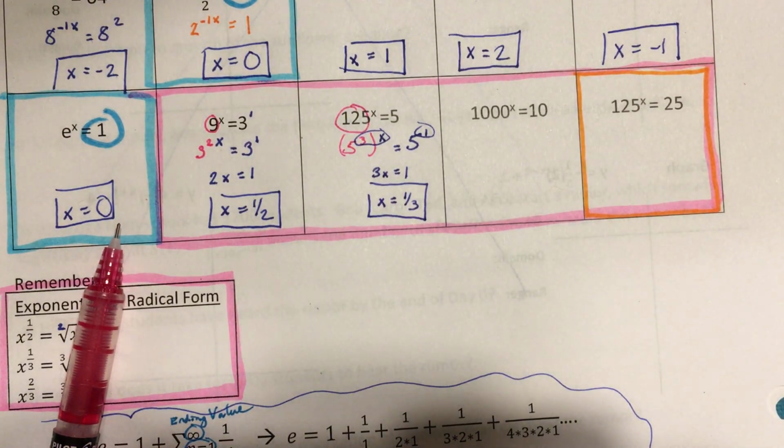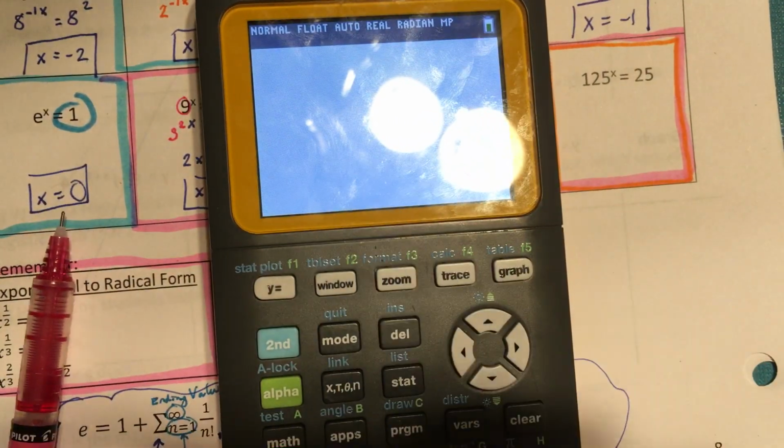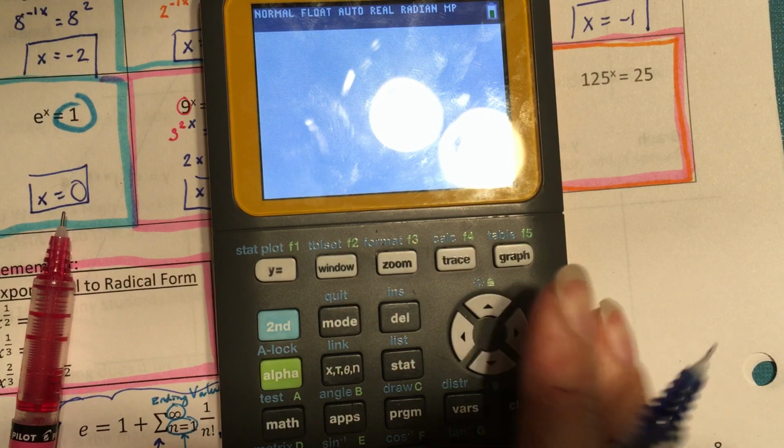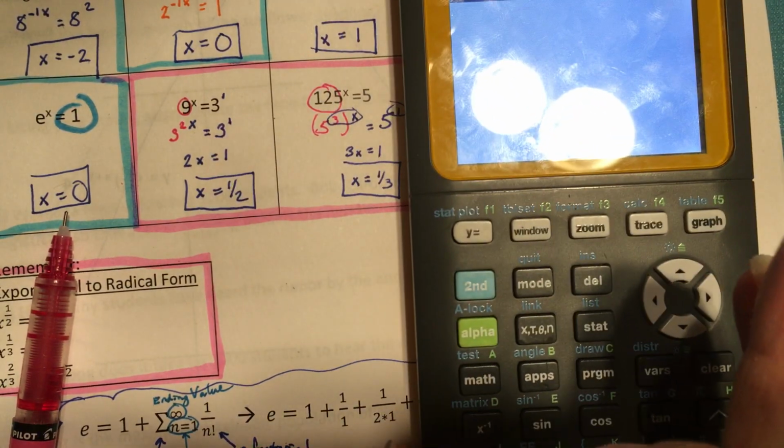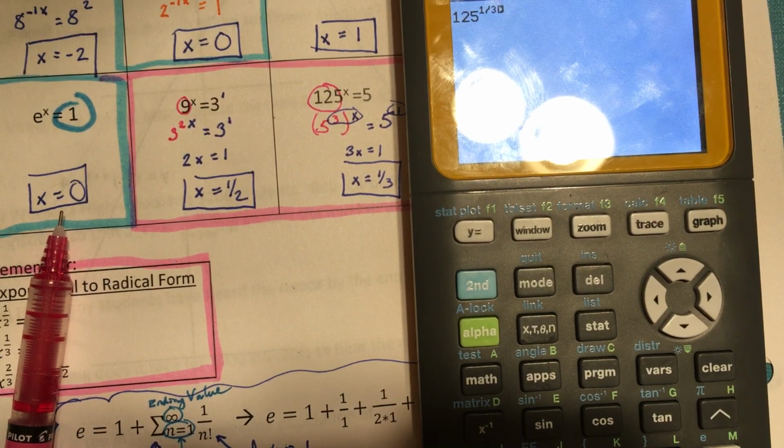And this is nice because on your calculator, we do have a way of typing in a square root using second x squared. But this is nice because knowing that taking something to the 1/3 is the same as taking the cube root, it actually allows us to check ourselves on those radical problems. So 125 to the 1/3 power, boom, and that gives us 5.